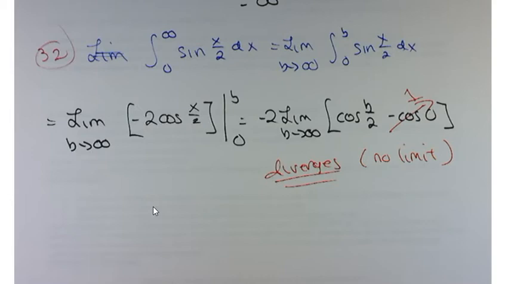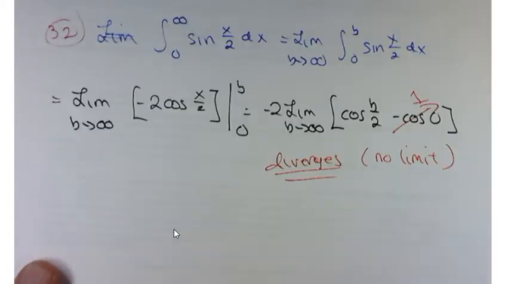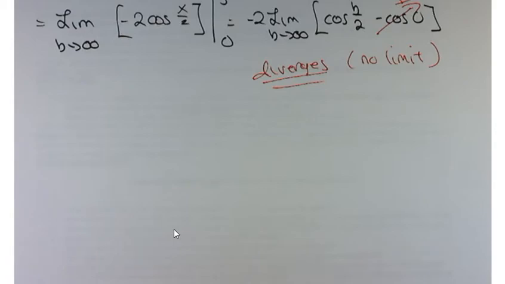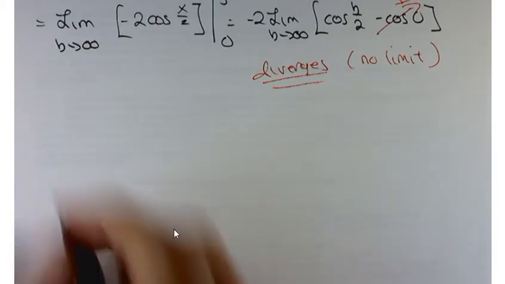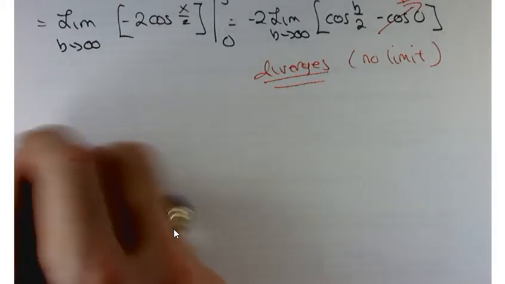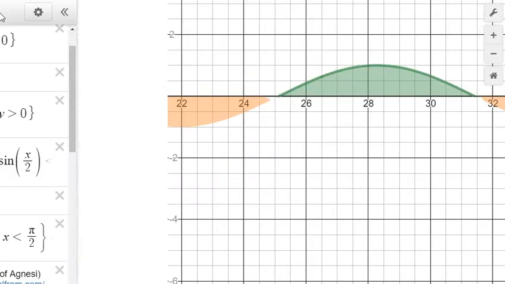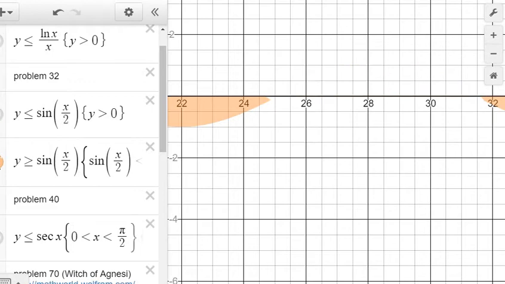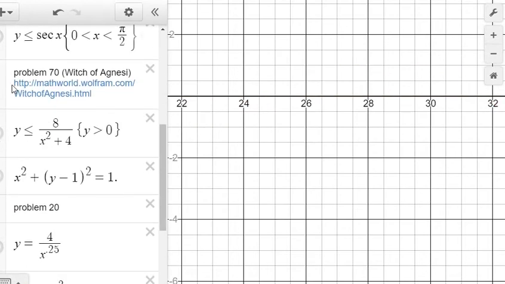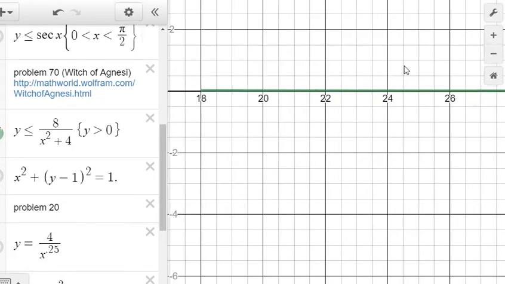Okay, let's do a couple more. Let's do problem number 70. Problem number 70 has a historical little aspect to it. And we'll move beyond just kind of our typical functions for a little bit. So let's shut this one off. Go down to problem number 70. All right.